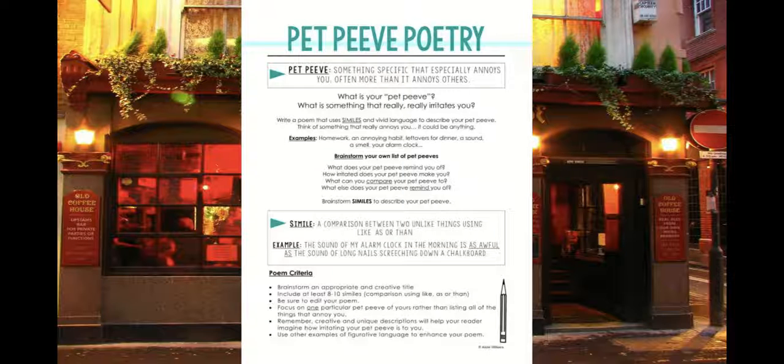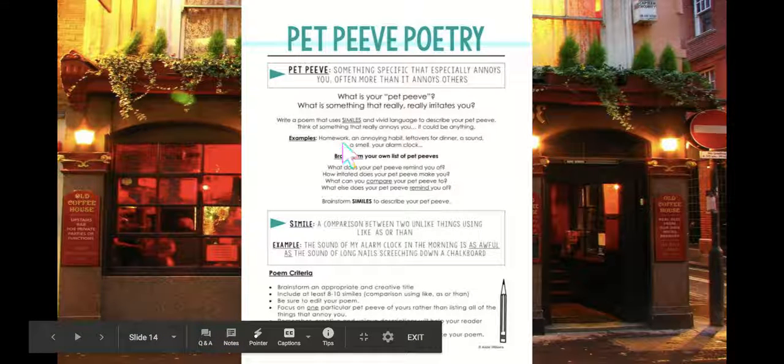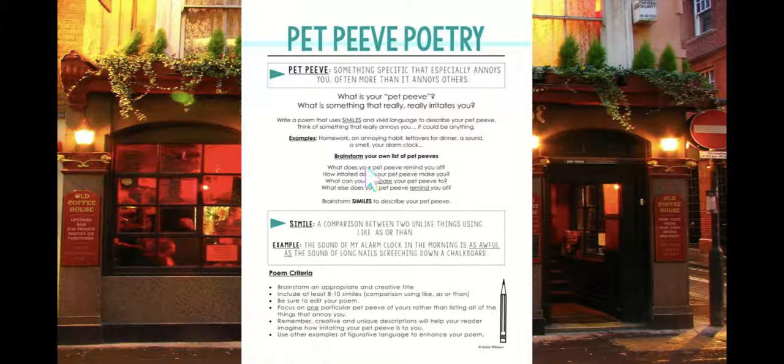Okay, this is the beginning of information about your next task, which is pet peeve poetry. A pet peeve is something specific that especially annoys you, often more than it annoys others. What is your pet peeve? What is something that really, really irritates you? Okay, so you'll be thinking of it. Here's some examples. Things like homework, an annoying habit, leftovers for dinner, a sound, a smell, your alarm clock.